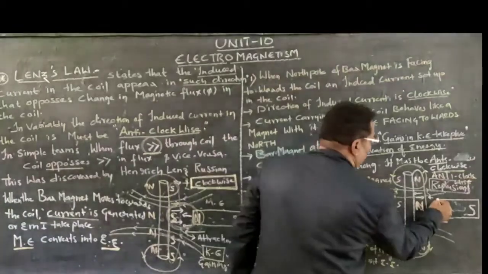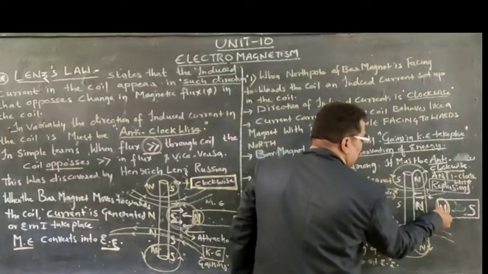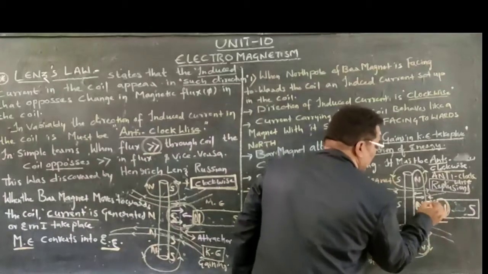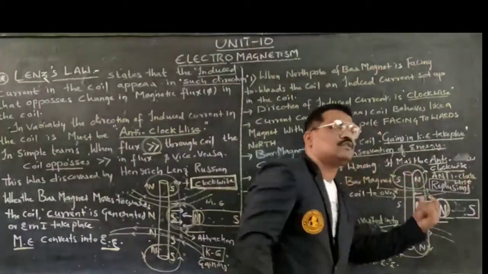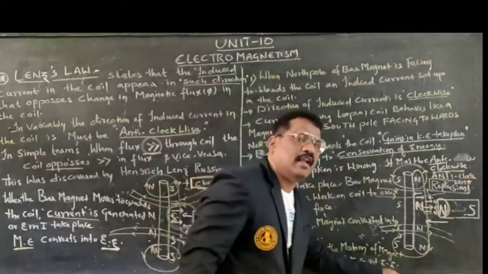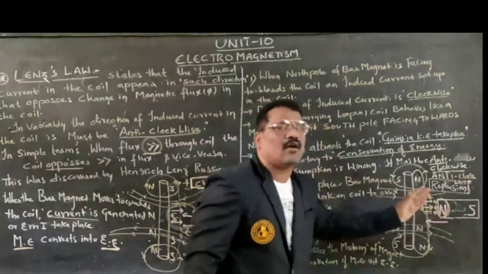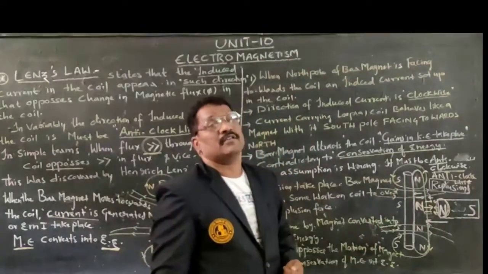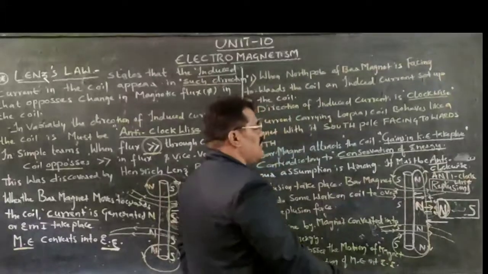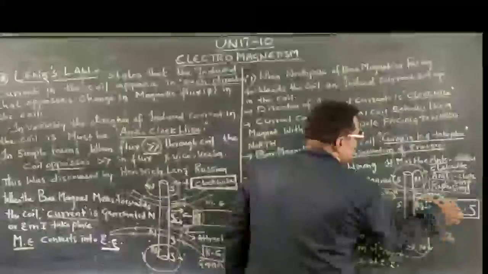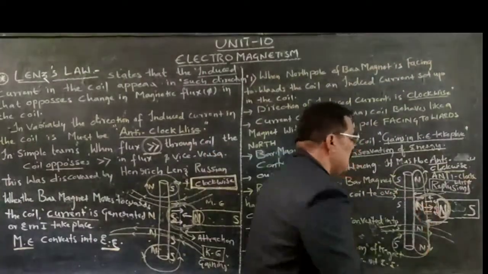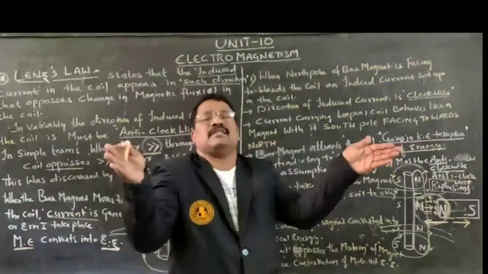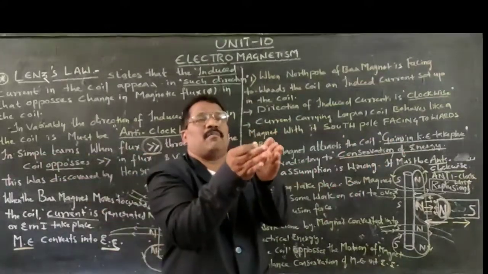If it is behaving like a north pole, the bar magnet which is moving toward the coil is also which pole? North pole. Between north pole and north pole, what will take place? A repulsion will take place. A force will act between these two poles. This coil is also behaving like a magnet. The face toward the bar magnet is a north pole, and the face away from the bar magnet is a south pole. Repulsion will take place between these two poles. As repulsion takes place, the bar magnet, as it is moving towards the coil, has to move away from it. Why? Like poles repel each other, meaning they move away from each other. Therefore, the bar magnet has to move away.